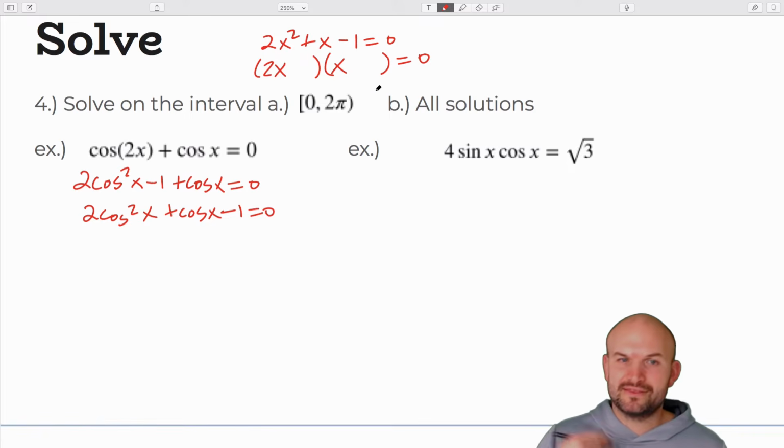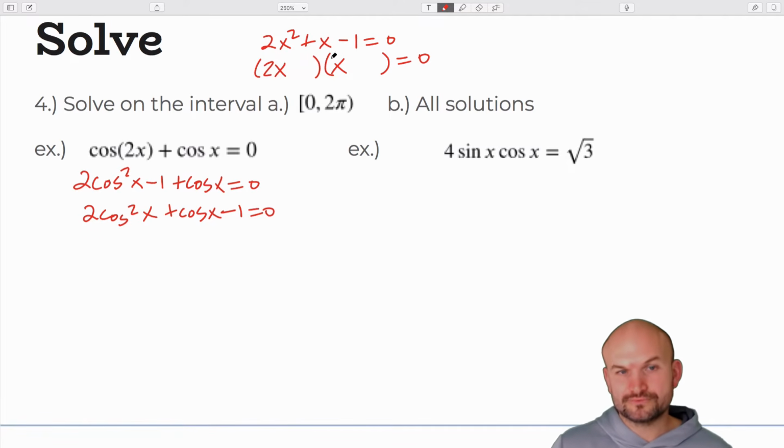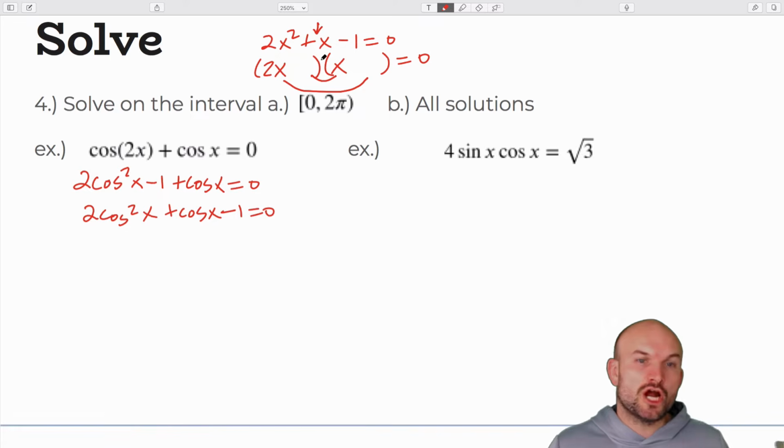But if we want to think strategically about this, what you want to do is say, all right, here are my inner and my outer products. If my middle term is positive, then the larger of my two products also has to be positive. So again, I'm going to be multiplying a 2x times a 1 and an x times a 1.